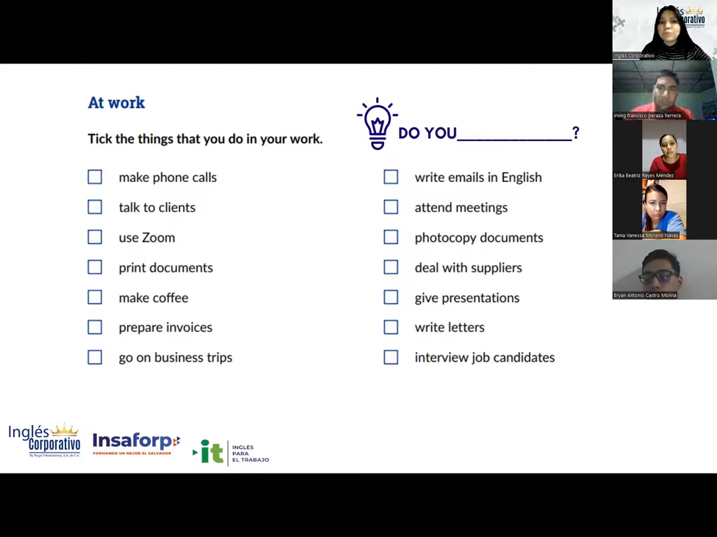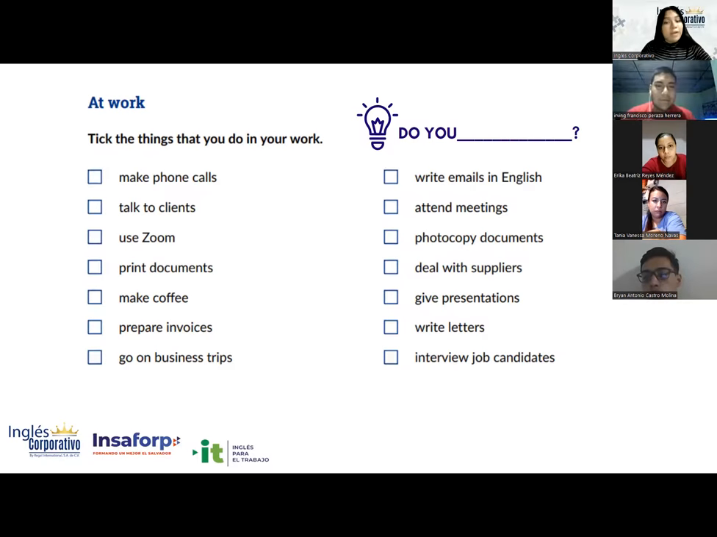So what we're going to do is that we're going to start practicing with a partner, okay? I'm going to move you to breakout rooms and you are going to ask your partner all of those things, okay? So you are going to ask, for example, Irving, do you make phone calls? No, I don't. Okay, yes, I do. Sorry. Okay, so Erwin, do you talk to clients?